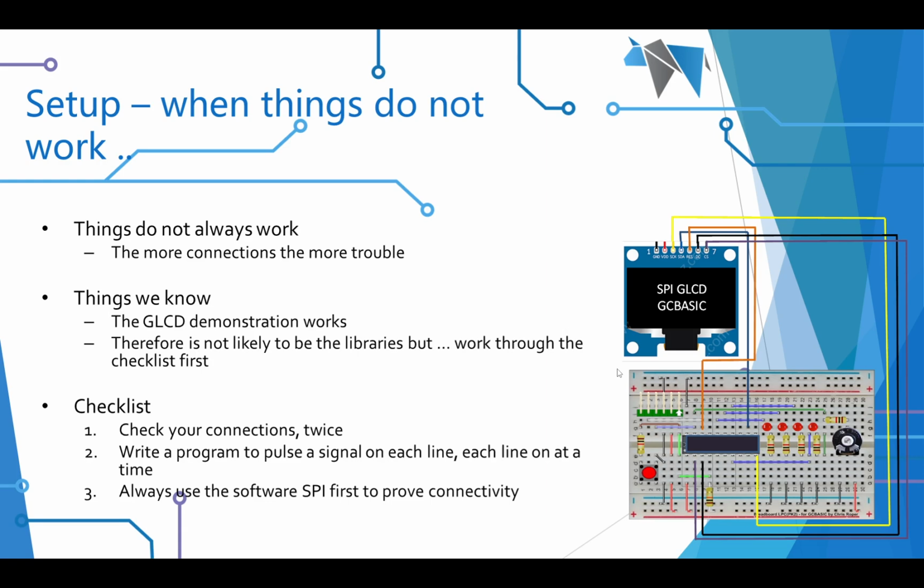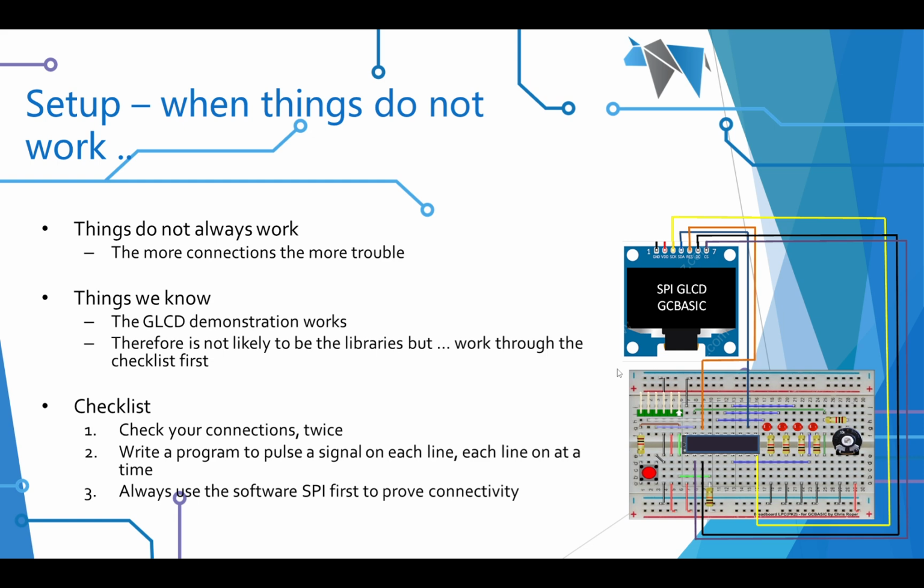More connections, more trouble. I've got 5 connections on here, more trouble. That means it's not like we saw on I2C with just the two connections and the protocol looks after everything else. This is likely to be a connection problem. There are certain things we do know, which is that the demos work. Therefore, it's not likely to be in the GC Basic libraries, but work through this checklist and we'll figure out whether it is. And it's very rarely a problem in the libraries, very rarely.